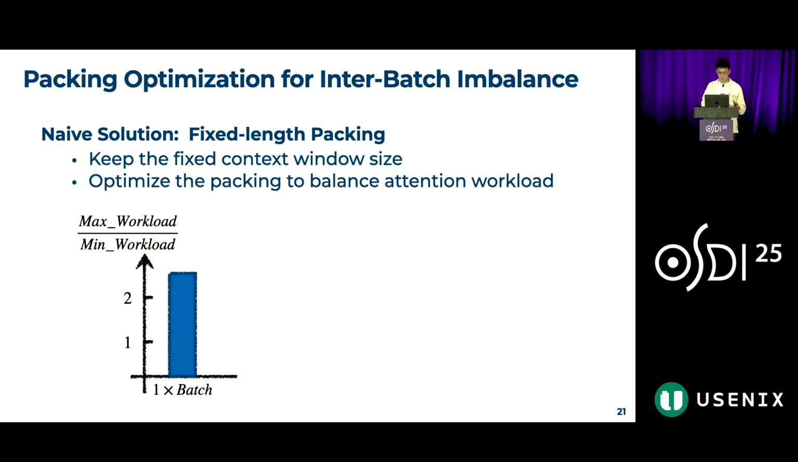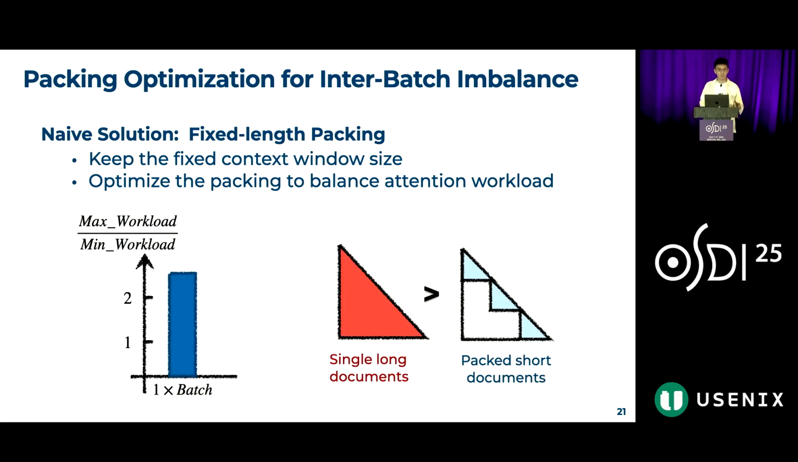However, the performance of fixed length packing is not good. When measuring the average imbalance degree, computed by dividing the maximum workload by the minimum workload within a batch, fixed length packing results in a high imbalance degree of over 2. This is because when there is a single long document within a global batch, no matter how we optimize the packing of short documents, we cannot match the attention workload of the single long document.